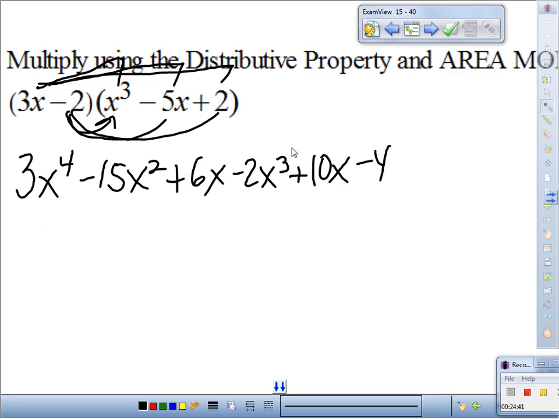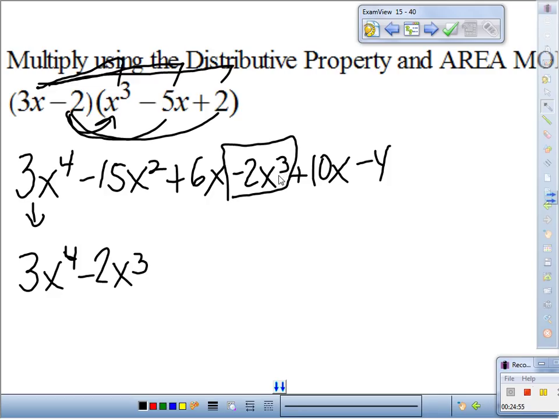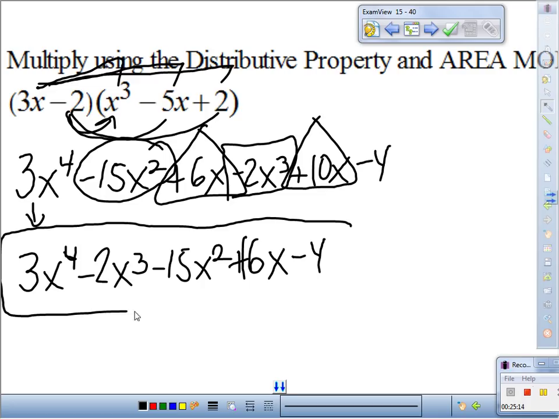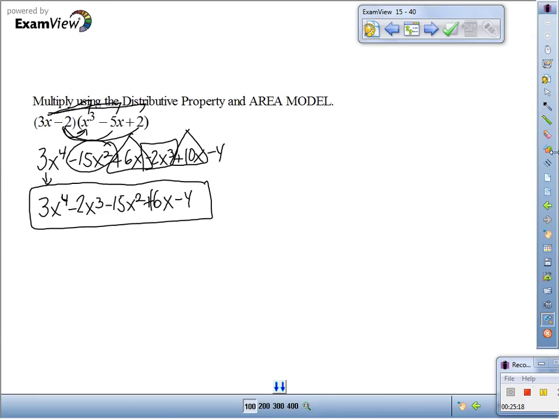Let's combine. Is there another x to the fourth? No, bring it down. 3x to the fourth. What's the next degree below that? Is there another x cubed? No. Negative 2x cubed. What's the degree that follows that one? Is there another x squared? No. Negative 15x squared. Next. Do we have another x? Yes. What is 10 plus 6? 16x. Bring down the negative 4. Is it in standard form? Yes. Nice. All right. Area model.